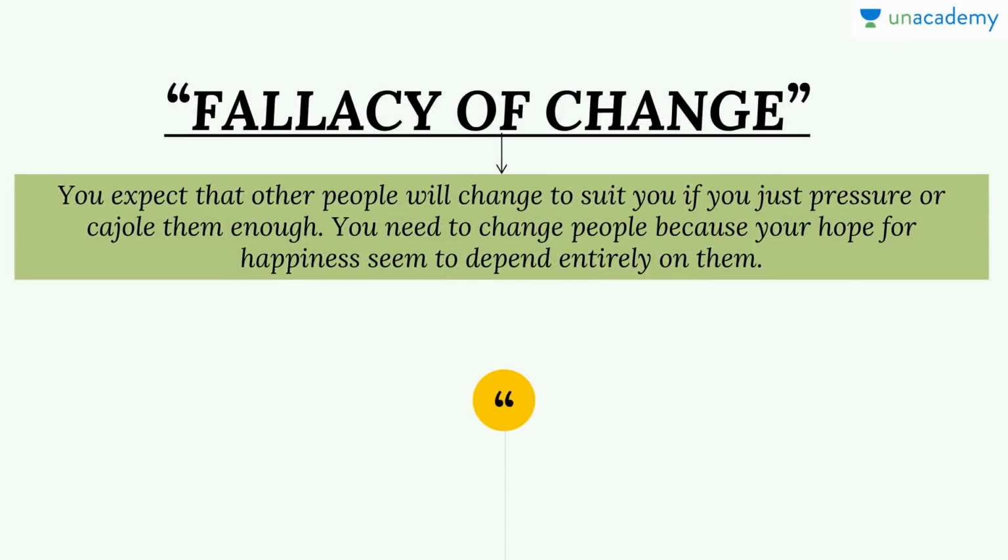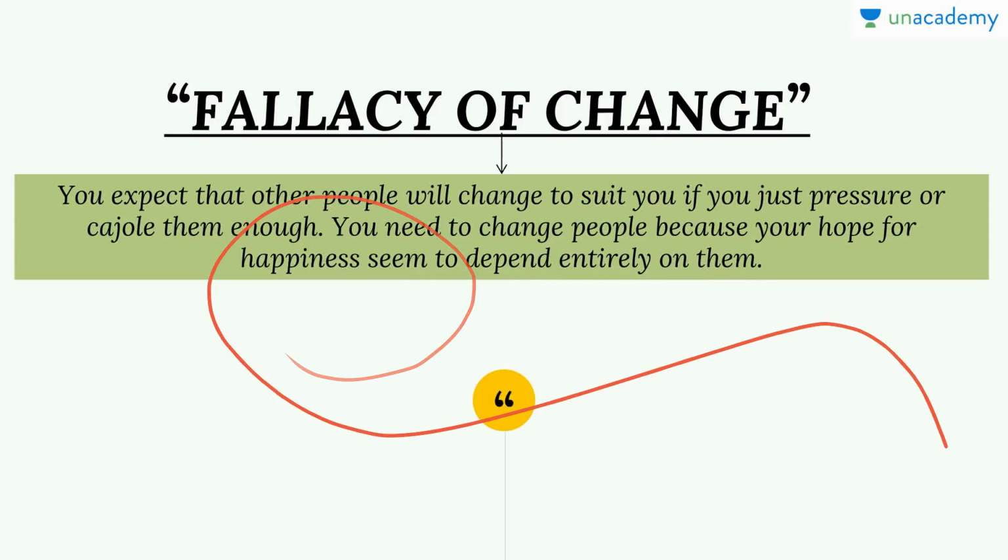The next one is fallacy of change. In fallacy of change, you expect that other people will change to suit you if you just pressure or cajole them enough. If you coerce them, if you force them, they'll change the way you want. This is how we have fallacy of change. You feel you need to change people because your hope for happiness seems to depend entirely on them. And this is the reason you want to do this, because you feel that your happiness depends on them.